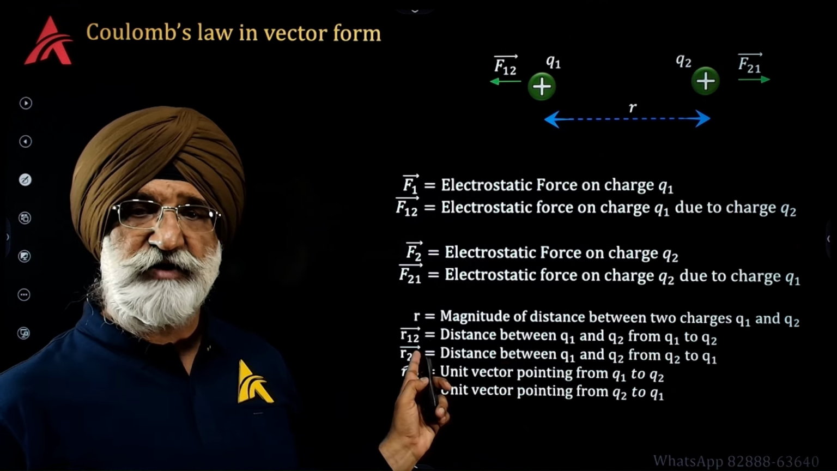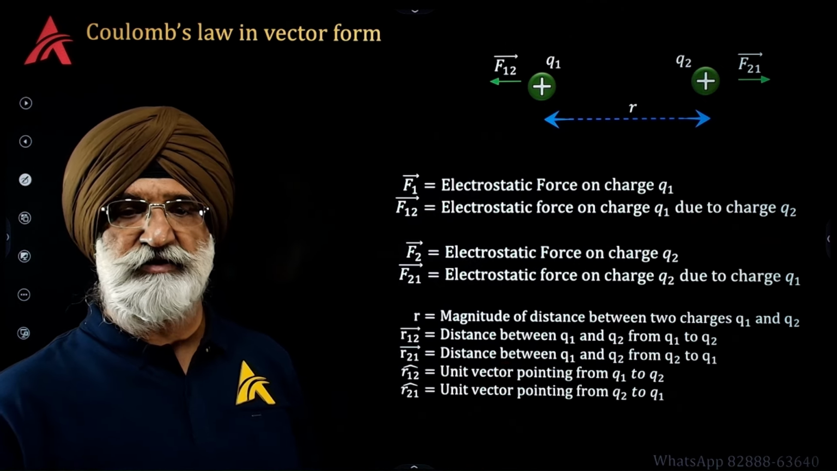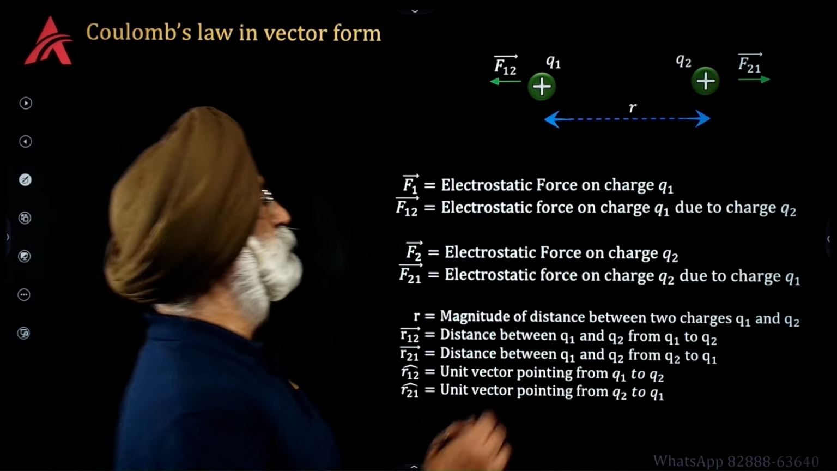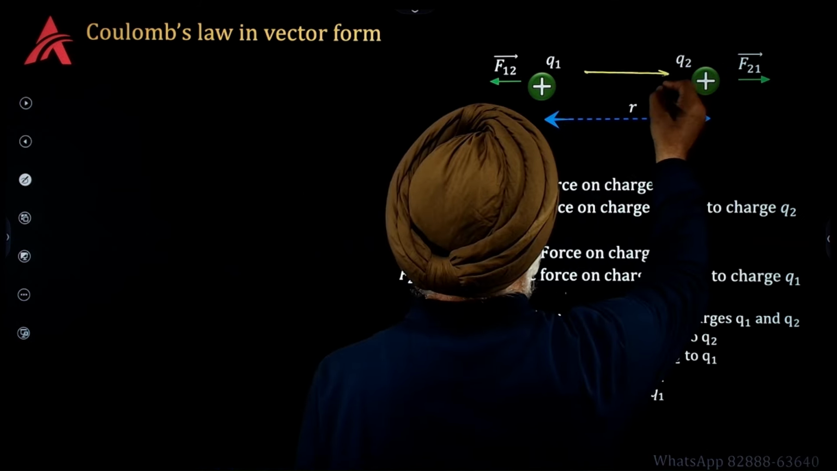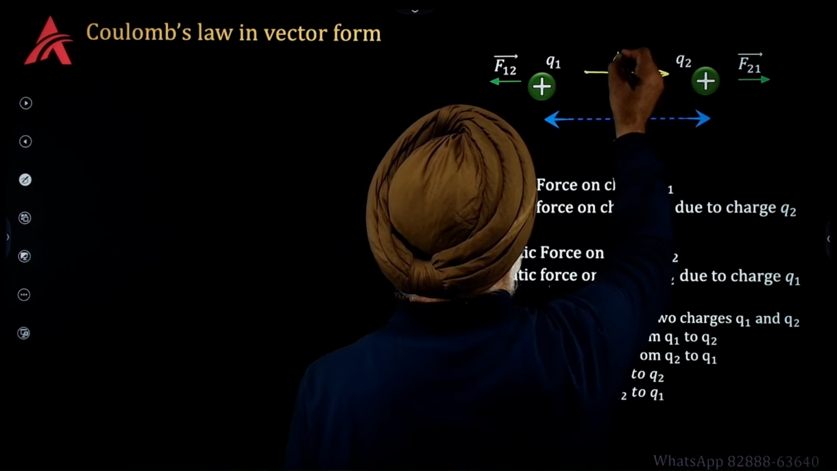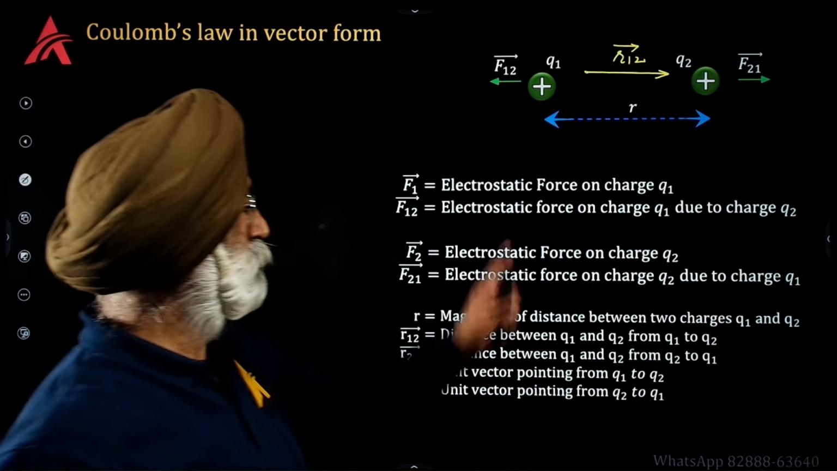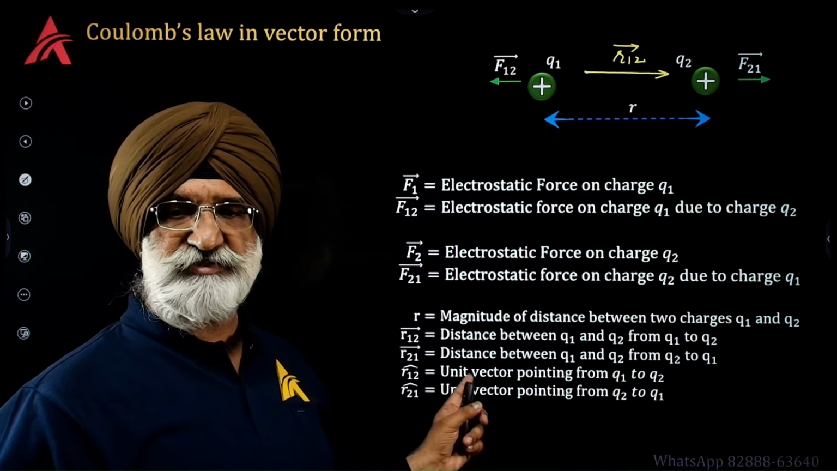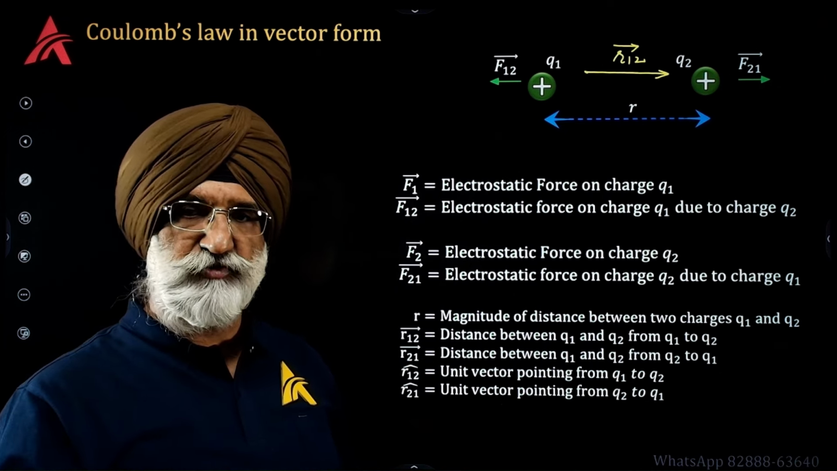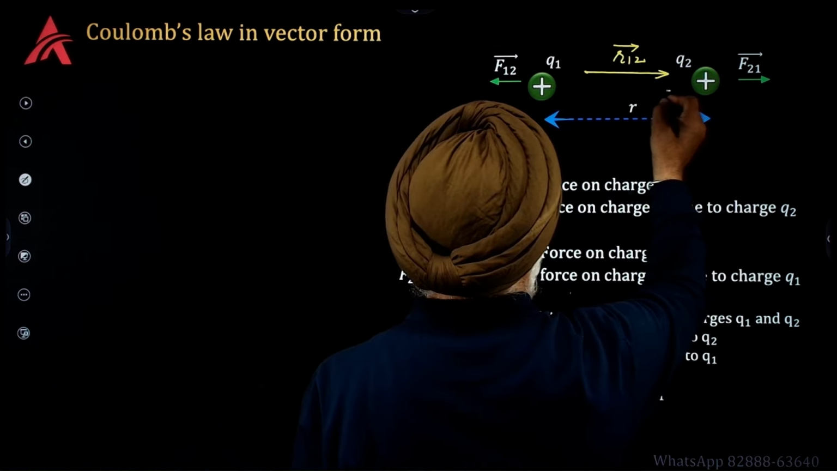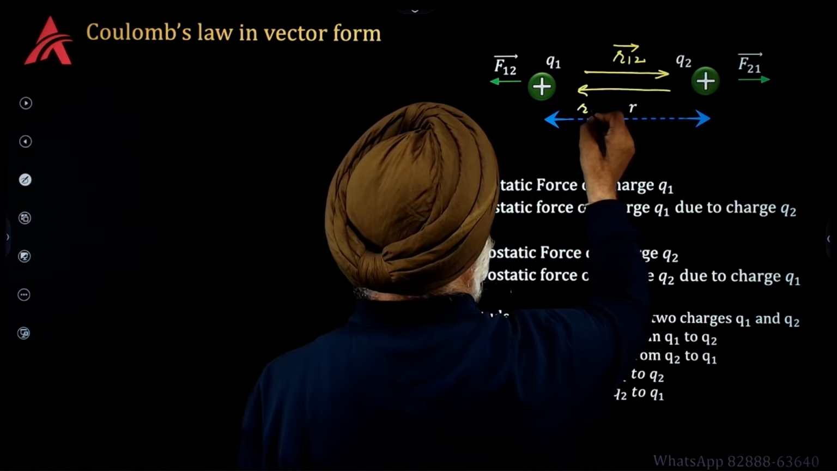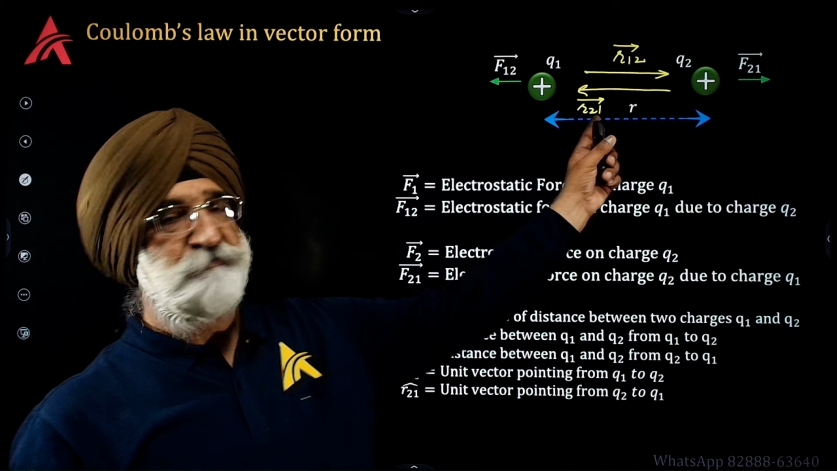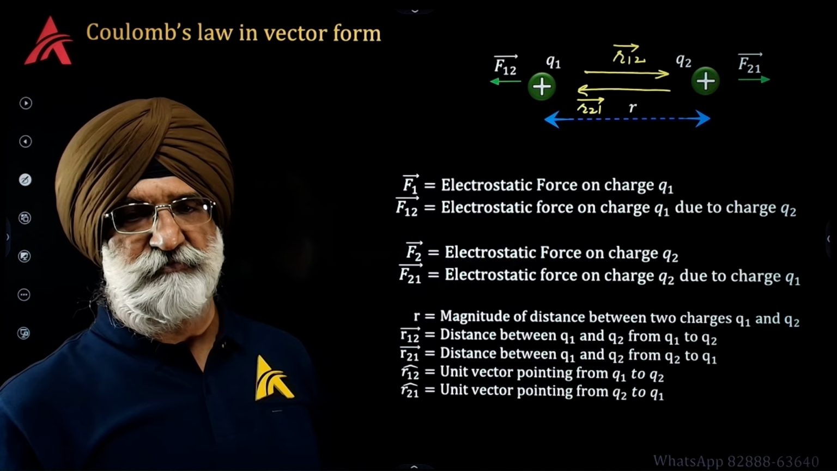Then what is r12? r12 is a vector which is the distance between Q1 and Q2 starting from Q1 to Q2. From Q1 to Q2, if you go in this direction, the r12 vector is pointing in this direction. Then r21 is the distance between Q1 and Q2 starting from Q2 to Q1. If you go in this direction from Q2 to Q1, this is r21.